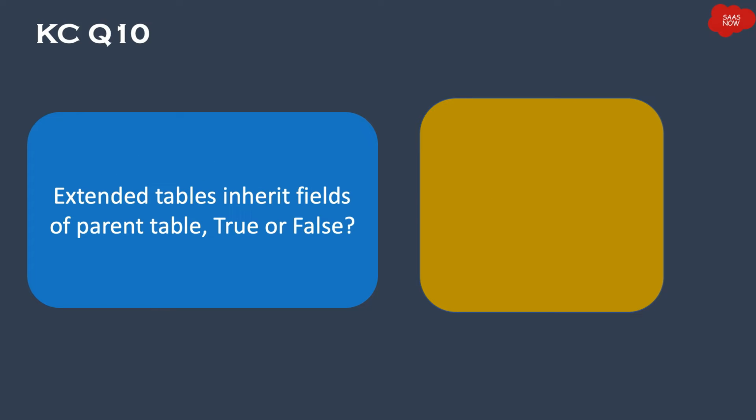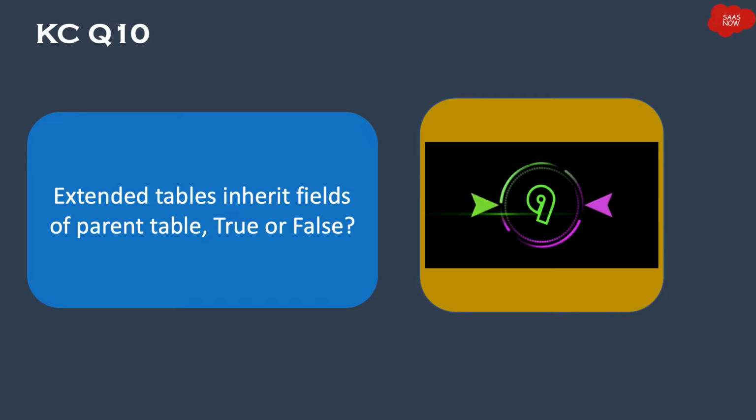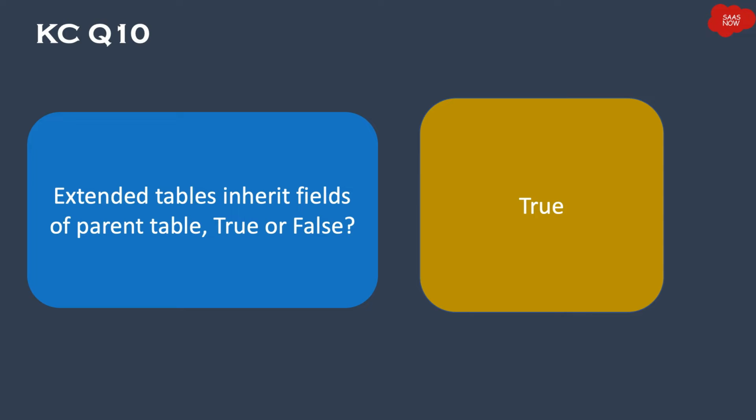Question number 10. Extended tables inherit fields of parent table. True or false? Your time starts now. And answer is true. Whenever the table is extended from a parent table or base table like task table, it also inherits the fields of parent table, the table from which it is extended from.